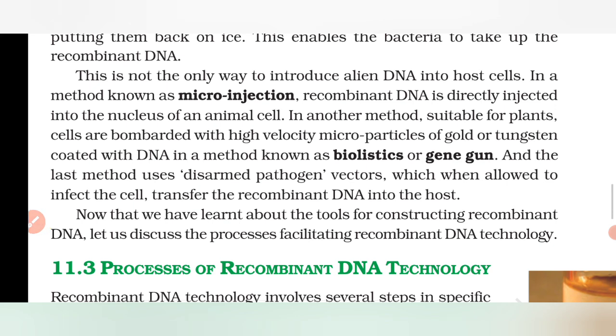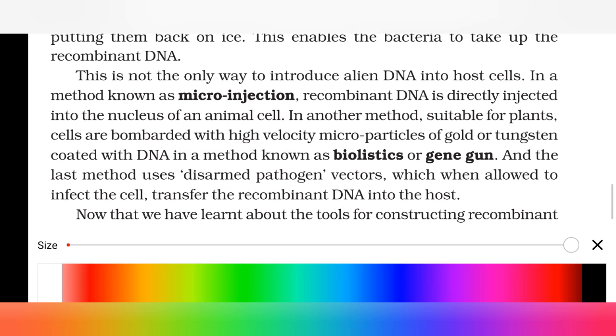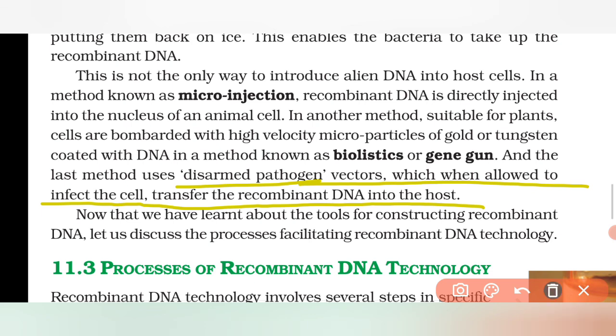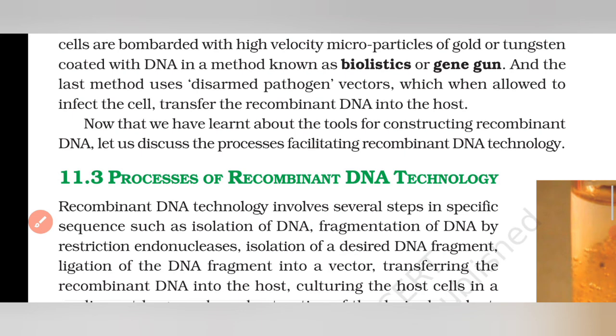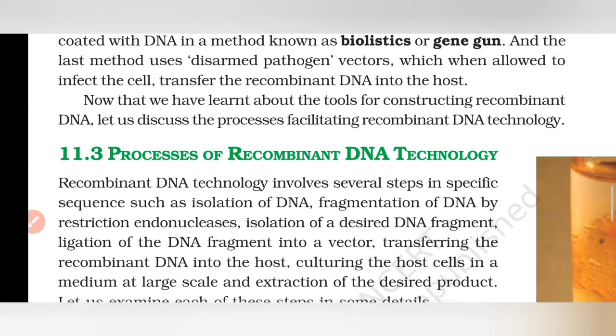And the last method is the one which we have already discussed in the previous section, that is the use of disarmed pathogens. Disarmed pathogens are those vectors which, when allowed to infect a cell, transfer recombinant DNA into the cell. They don't cause any disease because they are disarmed, like Agrobacterium tumefaciens, which is a pathogen of dicot plants, and for animals we use the retrovirus. They also do the same job of transferring the DNA into their host cells.